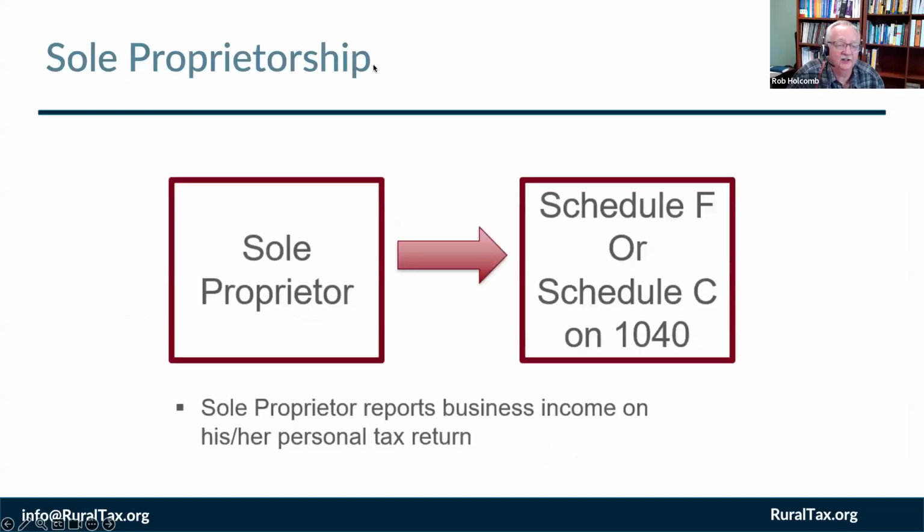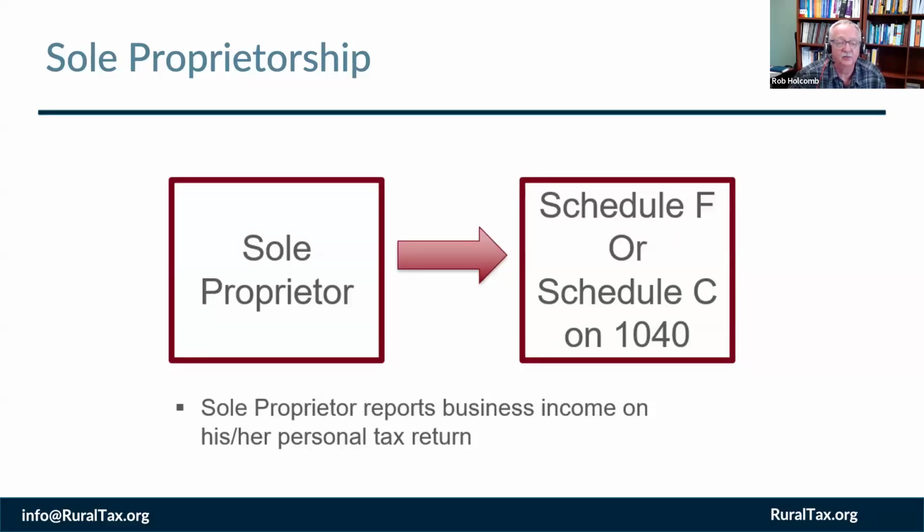Okay, sure. Thank you, Kevin. Here's a graph that kind of helps. I guess what we're trying to do is visualize how this flows on the tax return. If you're operating as a sole proprietorship, there really is no differentiation between the business and the individual. It's all one and the same. There's no separation between that.